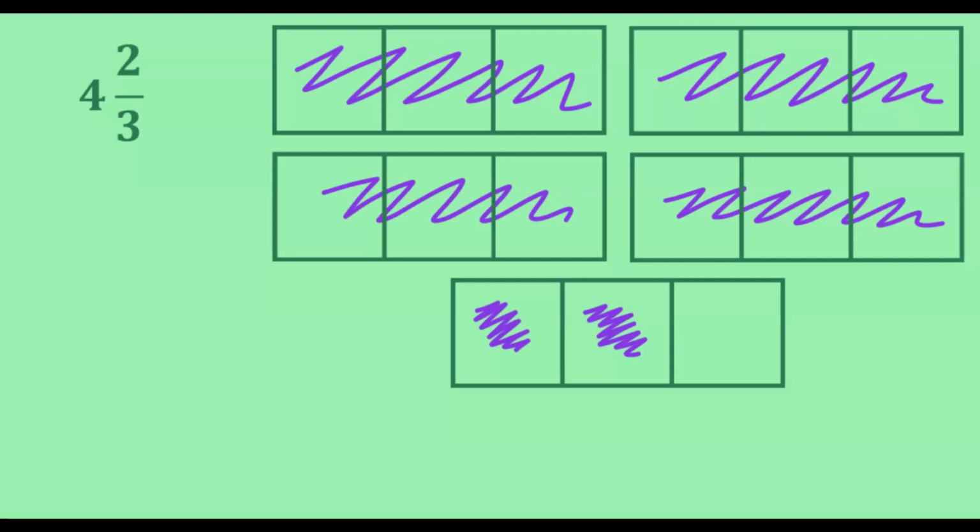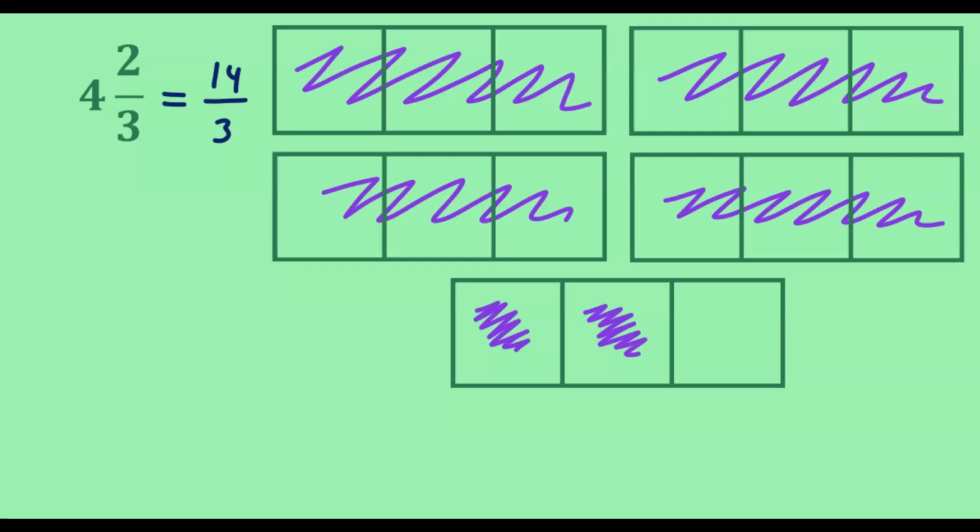Also, let us have a look at how many parts we have shaded. 1, 2, 3, 4, 5, 6, 7, 8, 9, 10, 11, 12, 13, and 14. So we have shaded a total of 14 parts. And so 4 2/3 is equal to 14 over 3. So when we convert this mixed number into an improper fraction, we will get 14 over 3.